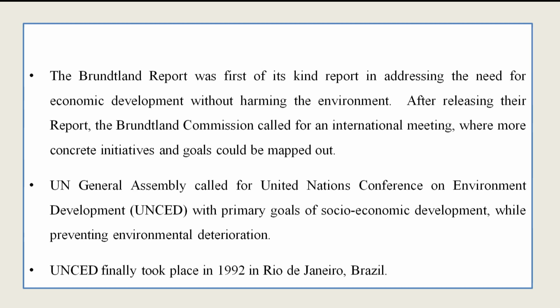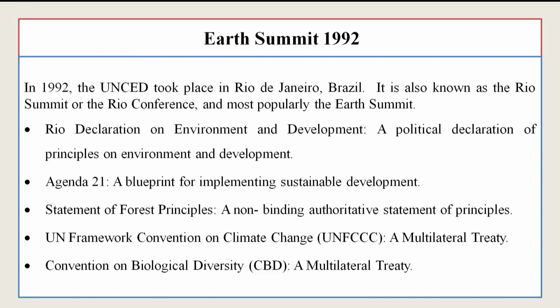After releasing the report, the Brundtland Commission called for an international meeting with concrete initiatives, and they mapped out various goals. Therefore, the United Nations General Assembly called for the United Nations Conference on Environment and Development, with primary goals of socio-economic development while preventing environmental deterioration. The UNCED conference took place in 1992 in Rio de Janeiro, Brazil. After this conference, various things happened.